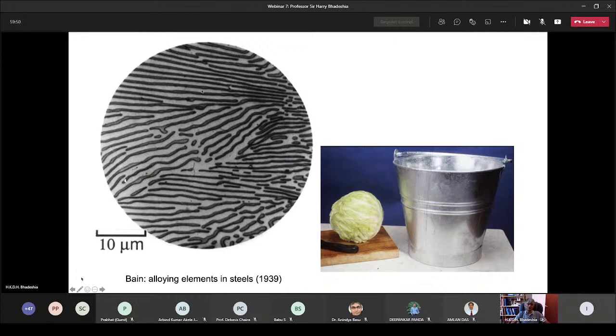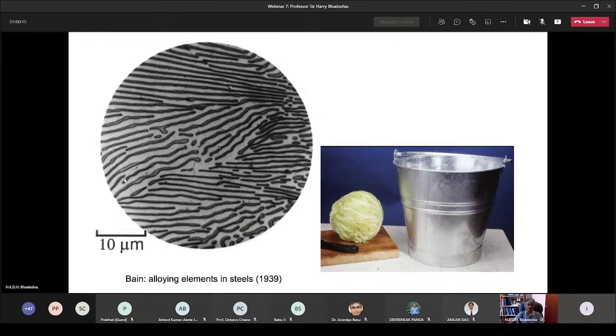In three dimensions, all of these cementite lamellae are connected and represent a single crystal, and the ferrite in between is also connected in three dimensions to represent another single crystal. So it's interpenetrating single crystals of cementite and ferrite. It's only when you section them that you see a lamellar structure.